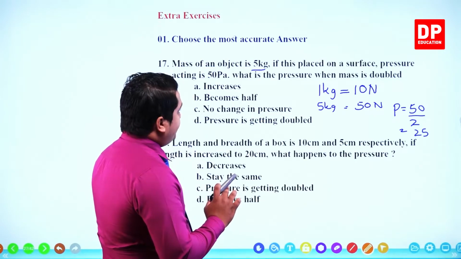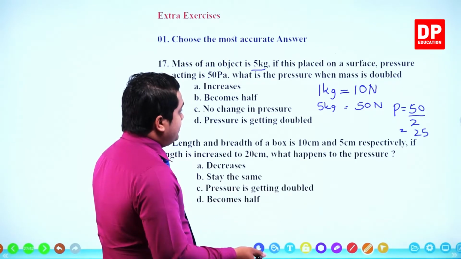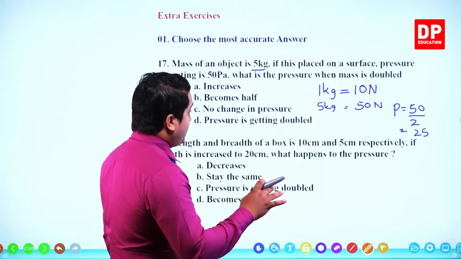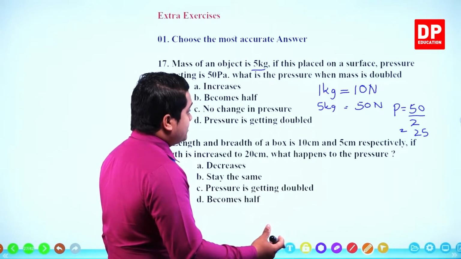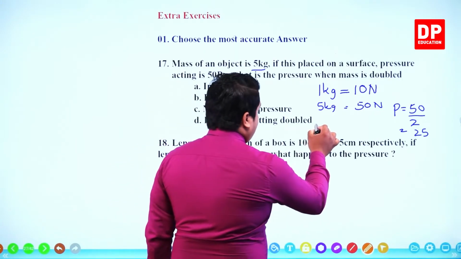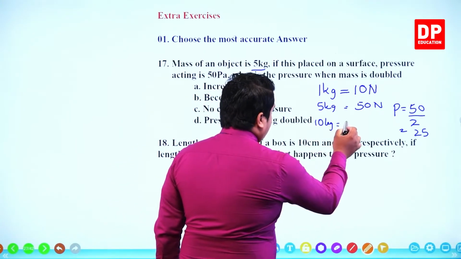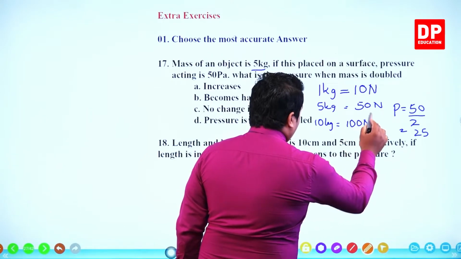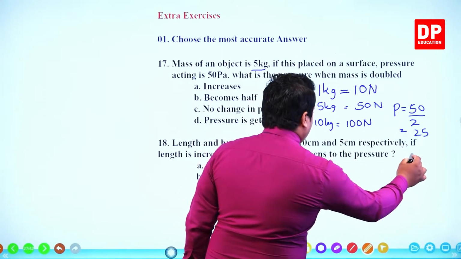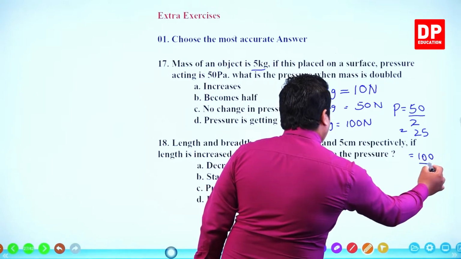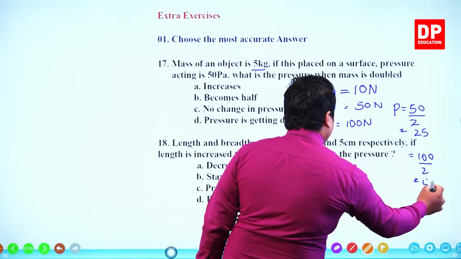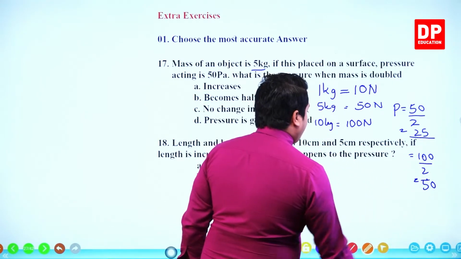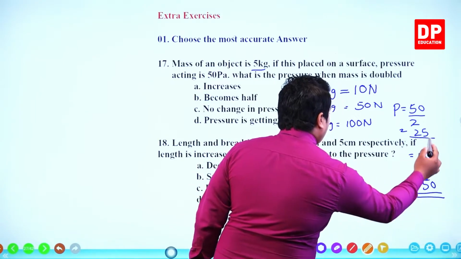What is the pressure when mass is doubled? Now we are doubling the mass. Doubling the mass means 10 kilograms, which means the Newton value would become 100 now. So if you divide 100 by 2, my dear children, the answer becomes 50. Earlier it was 25, now it has become 50.